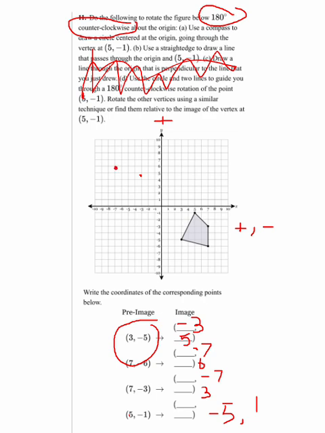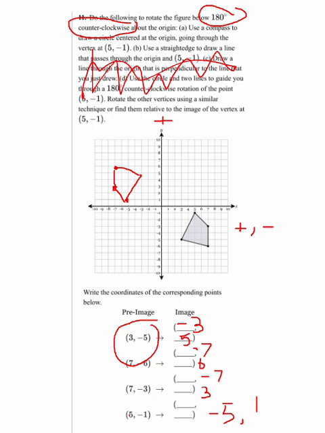And then I'm going to go negative 7, 3. So I'm going to go negative 7, 1, 2, 3. And then I'm going to do negative 5, positive 1. Then I'm just going to draw my lines to the points, and I'll have my new rotated shape.